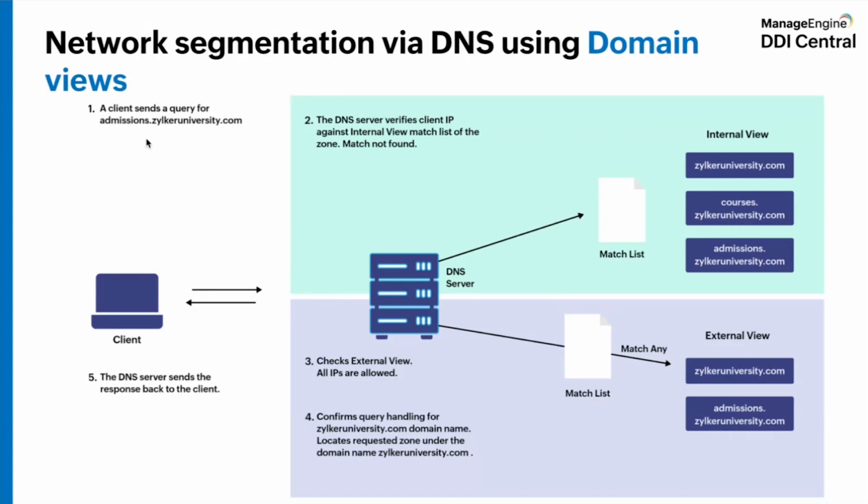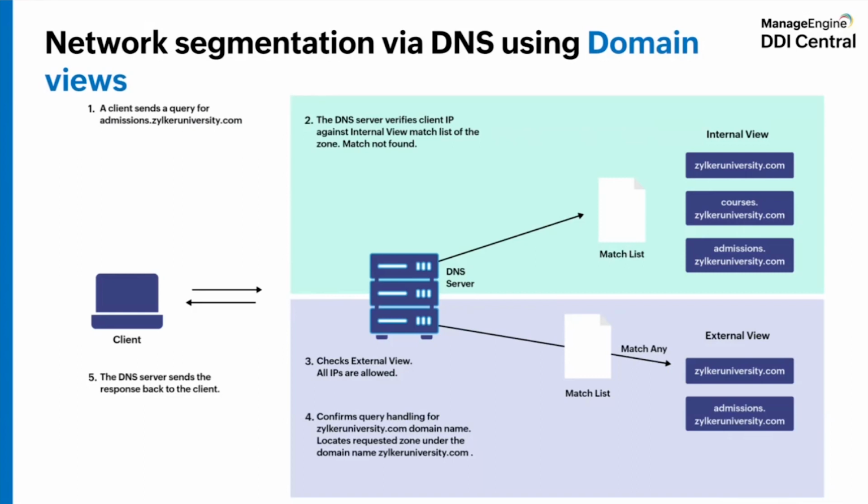We see a client initiate a query for the zone admissions.zilkeruniversity.com under the domain name zilkeruniversity.com. This request is sent to the DNS server to resolve the domain name into an IP address. Upon receiving the query, the DNS server first checks the client's IP against the internal view match list. The internal view match list contains only IP addresses of registered students and faculty members who are involved in guiding the admission processes. In this scenario, the client IP is not found in the internal view list.